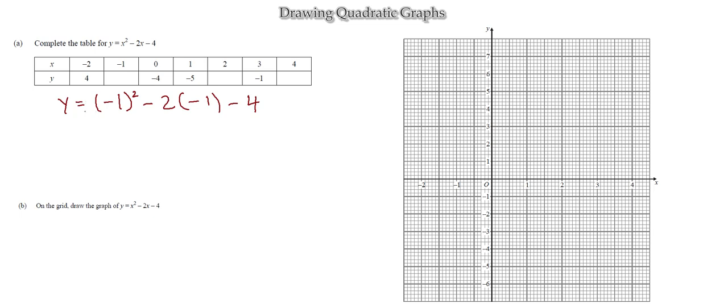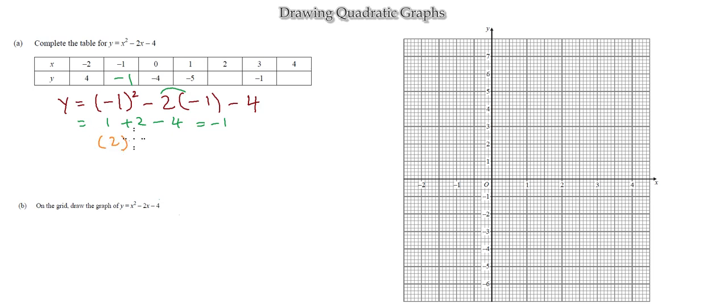Minus 1 squared would be 1, minus 2 times minus 1 plus 2, take away 4. So 1 plus 2, 3, minus 4, negative 1. So that's negative 1. We have to be aware that we're taking the negatives into consideration. We have to take that seriously. The next one is 2.